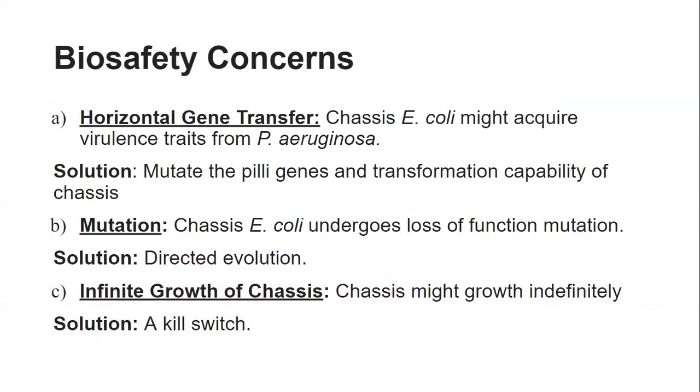The biosafety concerns of our project include our chassis acquiring virulence genes from Pseudomonas aeruginosa through horizontal gene transfer, and we shall solve this by mutating the pili genes and the transformation capability of our chassis. The second one is the genome of our chassis acquiring mutations, and we shall solve that by using directed evolution to enable us to harness the mutations in a controlled manner. The third concern is the infinite growth of our chassis, and we shall solve that by using a kill switch. We shall engineer our chassis to be selectively and controllably eliminated from the system.